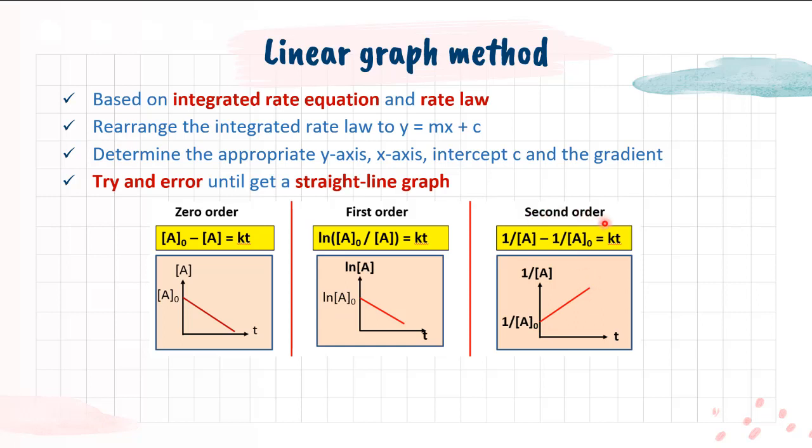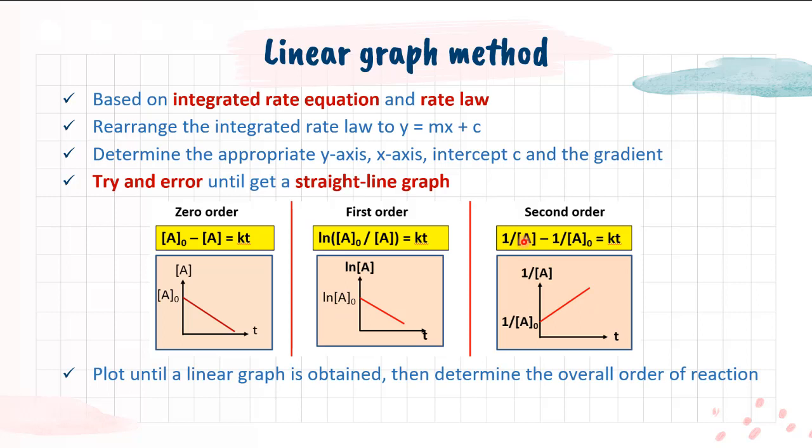There will be only one answer. There will be only one straight line graph. If you got a straight line for zero order, then for first and second order there might be a curve. So plot until a linear graph is obtained, then determine the overall order of reaction. For example, if you got a linear graph for ln A against time, then it will be a first order reaction.